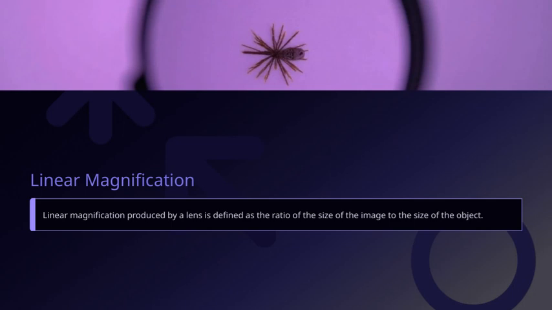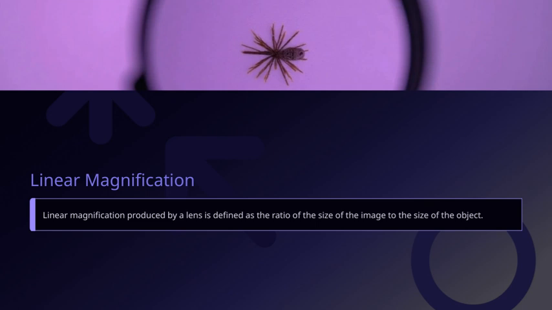Linear magnification produced by a lens is defined as the ratio of the size of the image to the size of the object. Essentially, it tells us how much larger or smaller the image appears compared to the actual object. This is a key concept because it helps us understand the extent of magnification that a lens can provide.